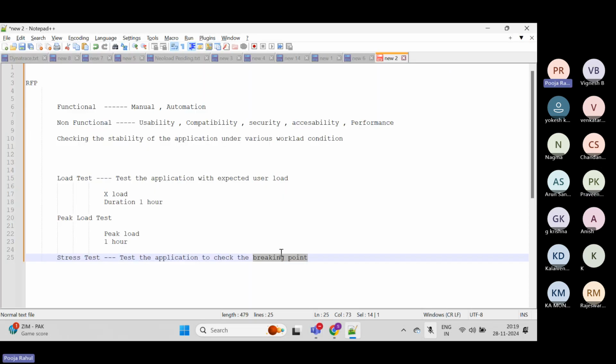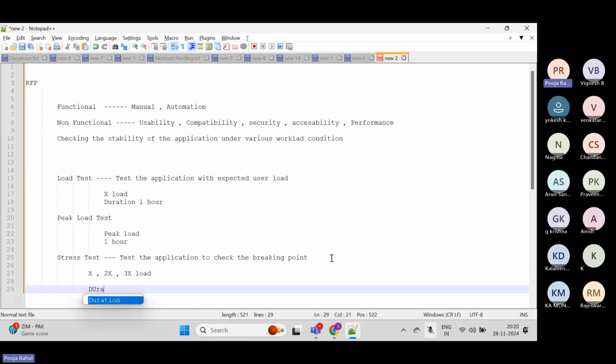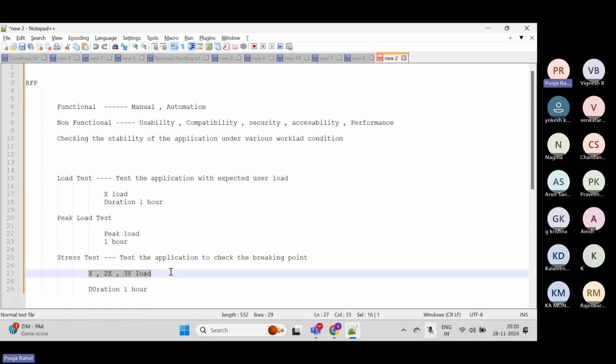So stress testing, but the keyword is actually breaking point, but we are only doing it for X, 2X, 3X. For that load condition we will test it, and the duration would be 1 hour only. We test the application for 1 hour with these different load conditions. With that itself, you will understand whether your application is working good or working bad.